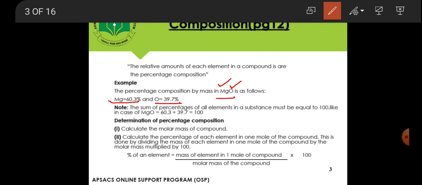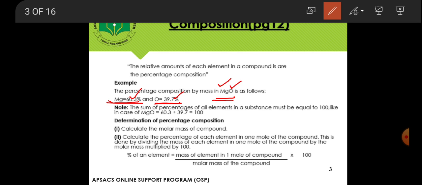So in simple words, we can say that by the term percentage composition, we mean we calculate the amount of elements present in a compound. And in case of magnesium oxide, we calculate the amount of magnesium and oxygen present in magnesium oxide. Percentage composition is also known as the percentage by mass. Why? Because in this ionic compound, we are calculating the mass of magnesium, and we are calculating the mass of oxygen, and we are expressing these amounts in terms of percentage.